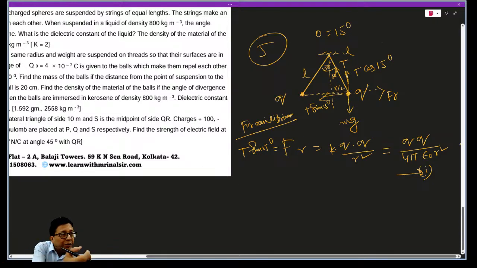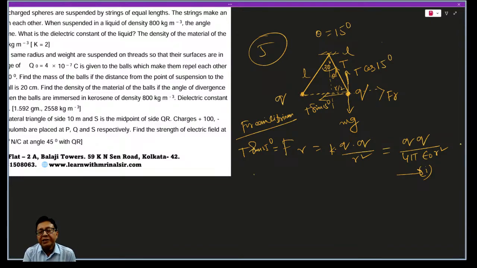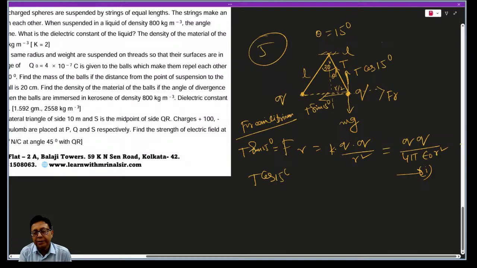Tension has a component. Two charges, due to the repelling force, are trying to be separated. Now tension's component T sine 15 will be balancing the repelling force. Otherwise the cords would become vertical due to the repelling force. And weight mg also acts. T cos 15 will be equal to mg.